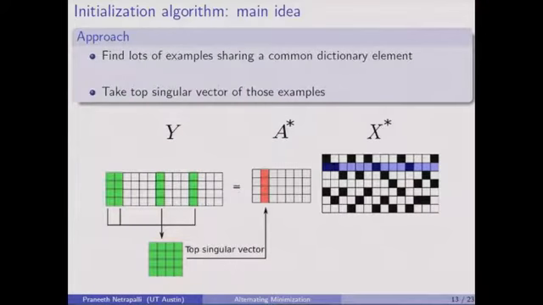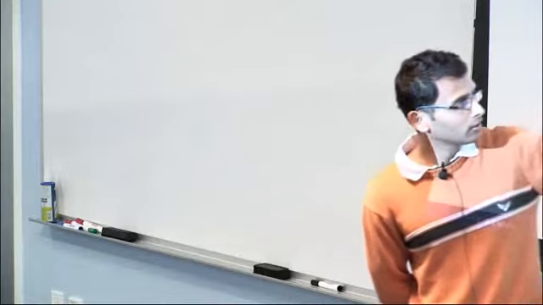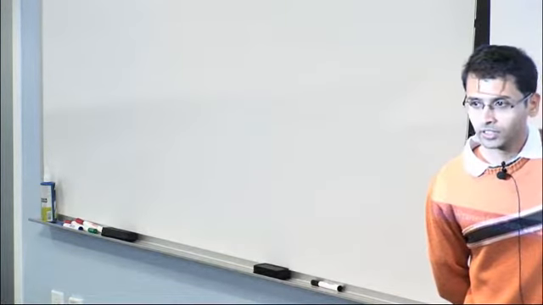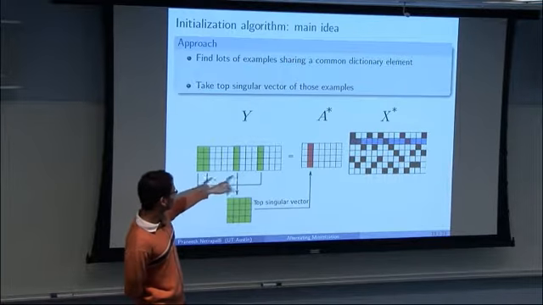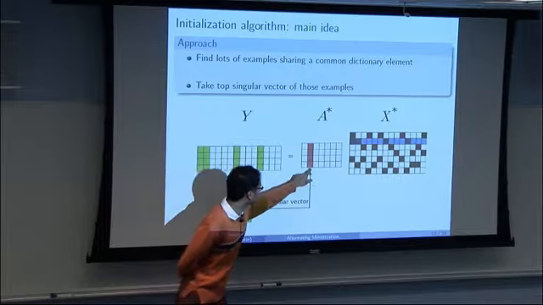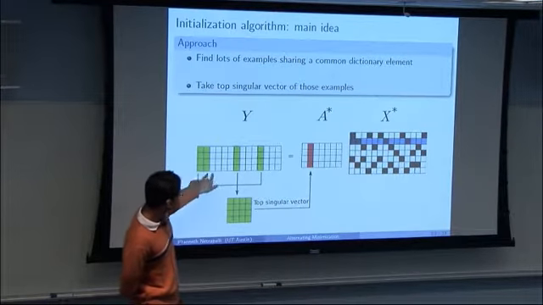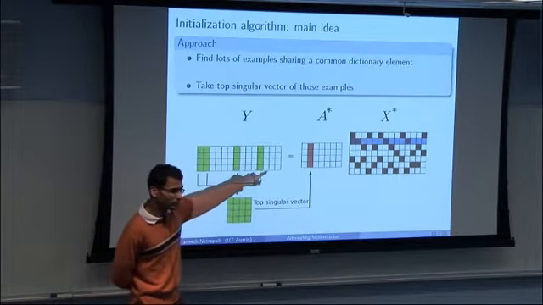So let us now see what our initialization algorithm is. We want to find an approximate version of the true dictionary. Suppose we want to find the second dictionary element. The idea is that we want to use a lot of examples which share this particular dictionary element. In particular, these green ones share the pink dictionary element.